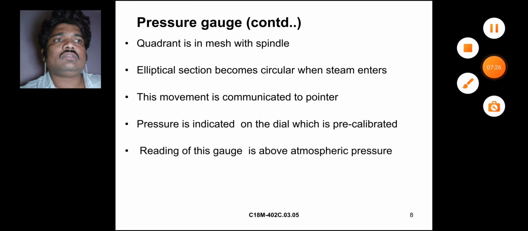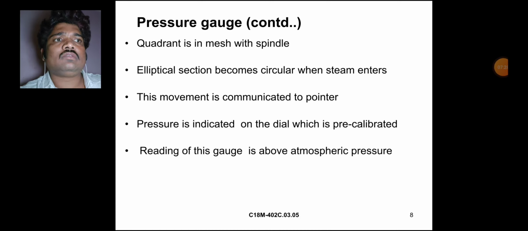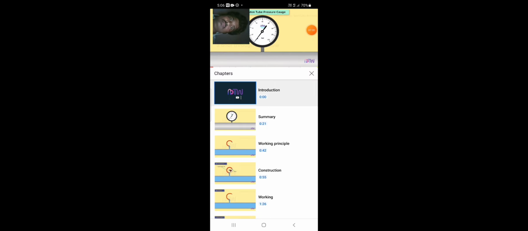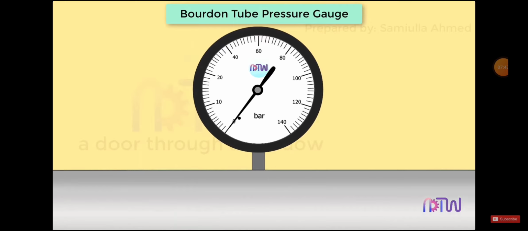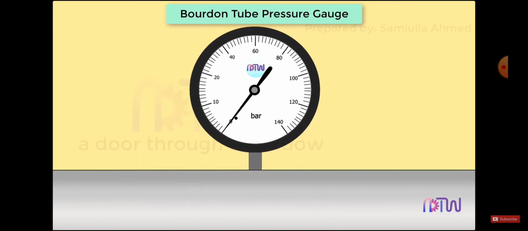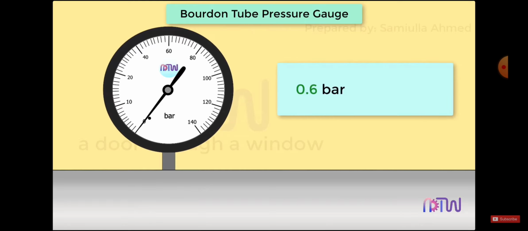Bourdon tube pressure gauges are used for the measurement of relative pressure from 0.6 bar to 7,000 bar. They are classified as mechanical pressure measuring instruments and thus operate without any electric power.